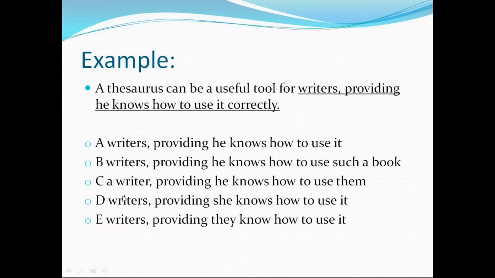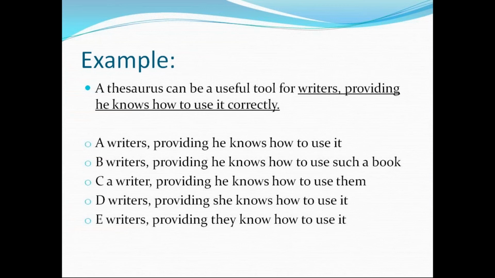Okay. So D, writers providing she knows how to use it. That doesn't correct the problem, does it? It just removes he and puts she. It's still singular. So then we have E, writers providing they know how to use it. So what do you think about E as an option? I think it's the correct option. Yeah, it's correct because it removes that problem that we identified.